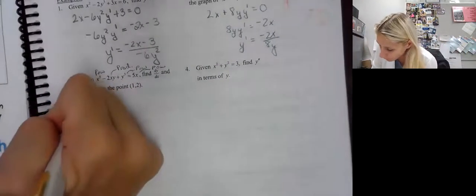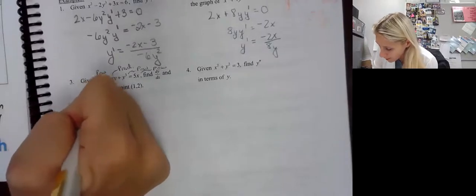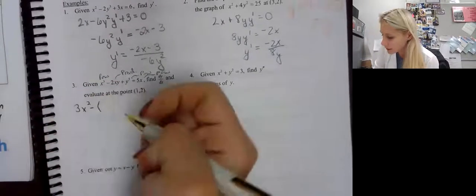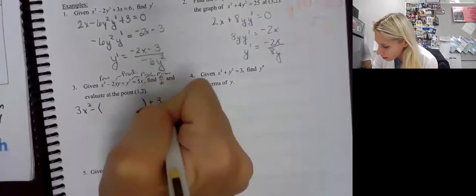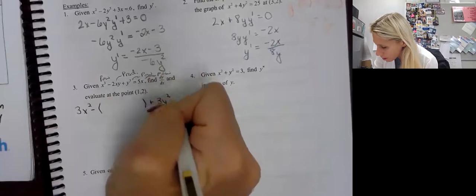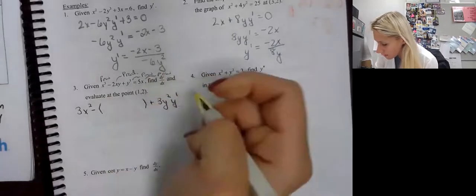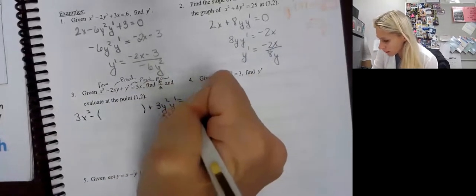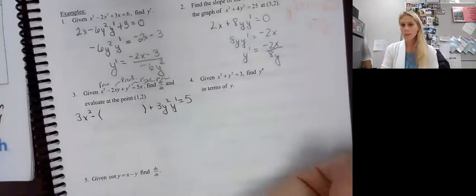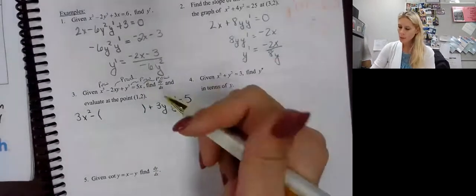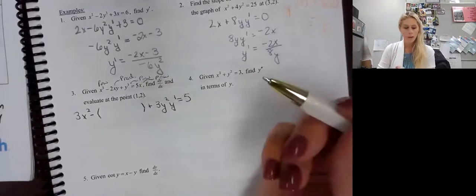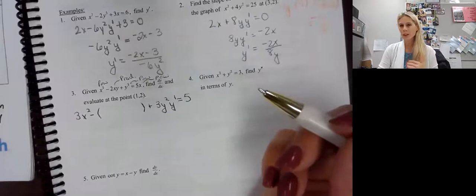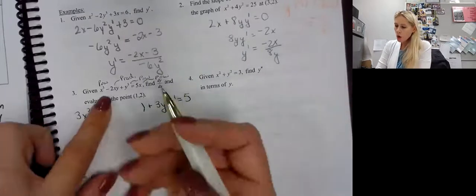So we have 3x squared minus, and then we're going to have some sort of product rule in there, plus 3y squared y prime equals 5. Everybody see that? Now, dy over dx technically is y prime. Let's keep it in y prime for now, but in our answer, we need to make sure that we change that. Okay, product. I'm going to do some side work here.